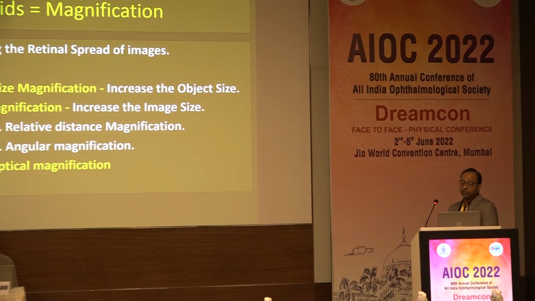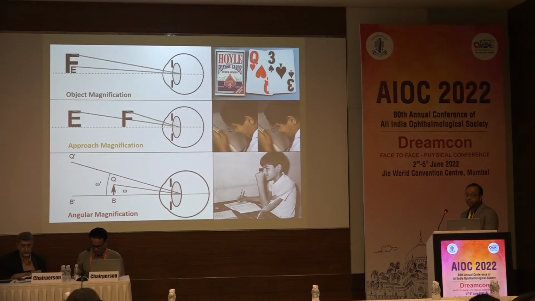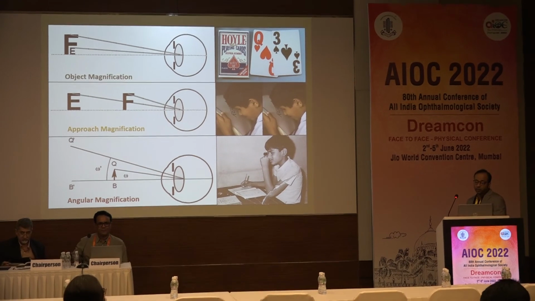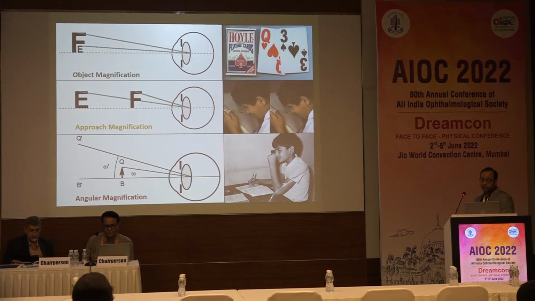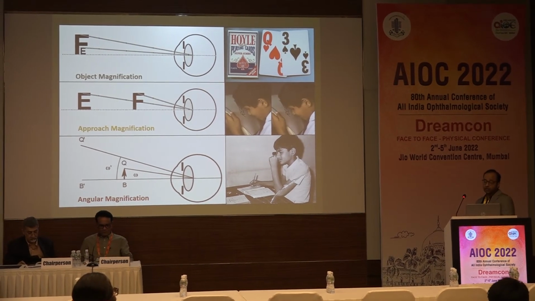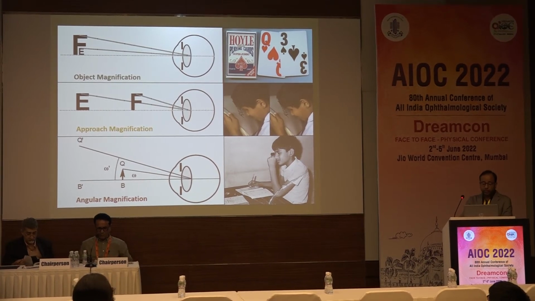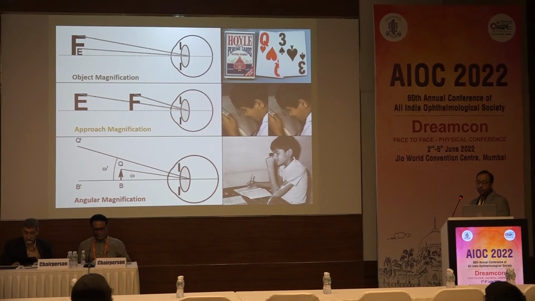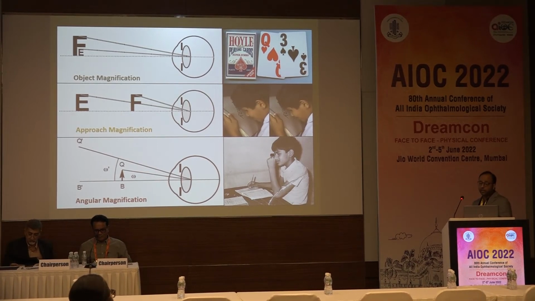The basic principle of LVAs is to magnify, thereby increasing the retinal size of the images. So these are a few types of magnification, and we use a single type or a combination of these types of magnification in various low vision devices. Object magnification means simply enlarging the size of the object. There is no optical system as such, because it makes the object bigger relative to the visual acuity level which the patient has. The other one is approach magnification or relative distance magnification. It is achieved by simply moving the object towards the person so that it subtends a larger image on the retina.